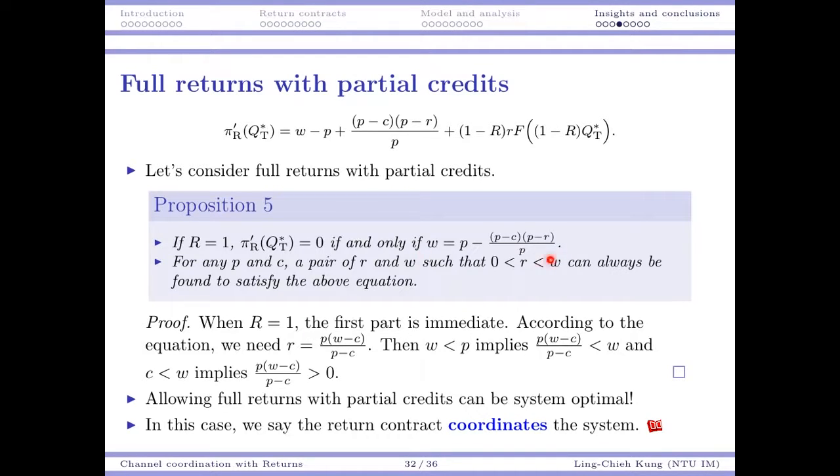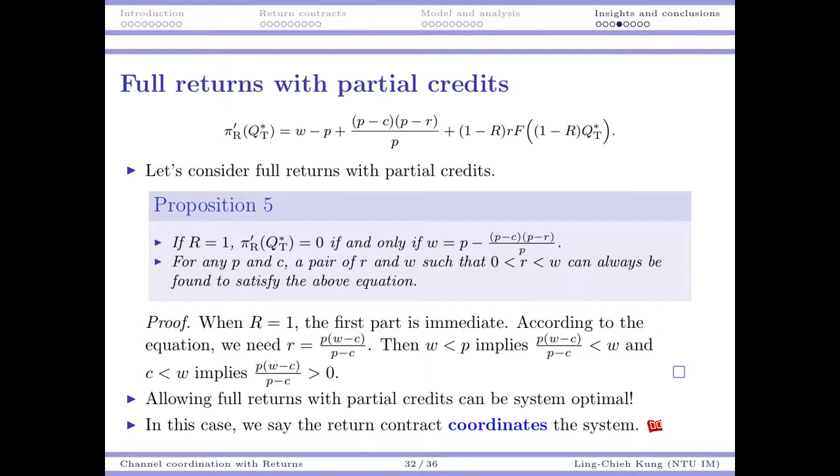Then we want to ask whether this is possible. For any P and C, can R and W such that this constraint is satisfied also be found to satisfy this system optimality equation? So basically that just means you may find R and W to satisfy this equation. Okay, so according to this equation, if we do some arithmetic, what we really need is, given each wholesale price, set the return credit according to this formula. And then because W is less than P, we can show that this particular ratio is less than W. You just need to do some arithmetic. And also because C is less than W, we can see that this is non-negative. Or actually, it is positive.